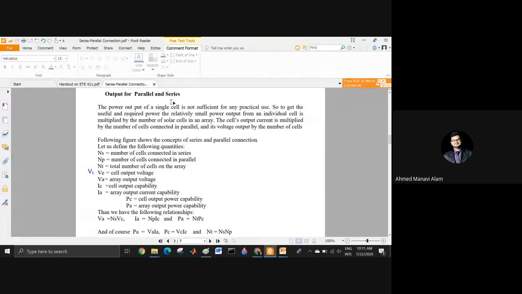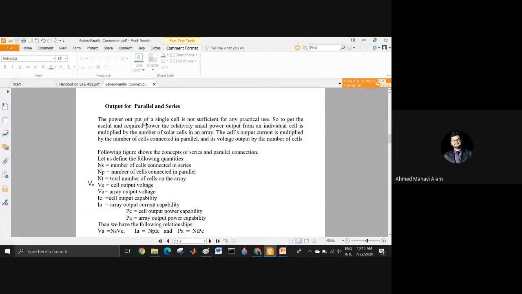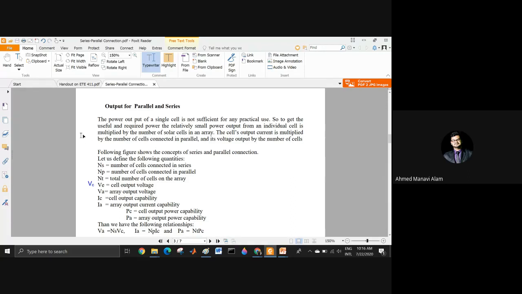Output for parallel and series. The power output of a single cell is not sufficient for any practical use. So to get the useful and required power, the relatively small power output from an individual cell is multiplied by the number of solar cells in an array. The cell's output current is multiplied by the number of cells connected in parallel. Remember these lines very carefully.